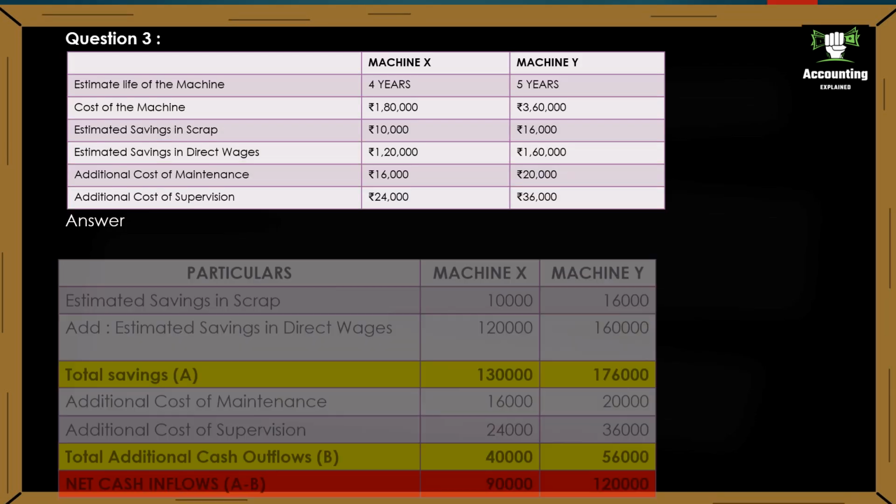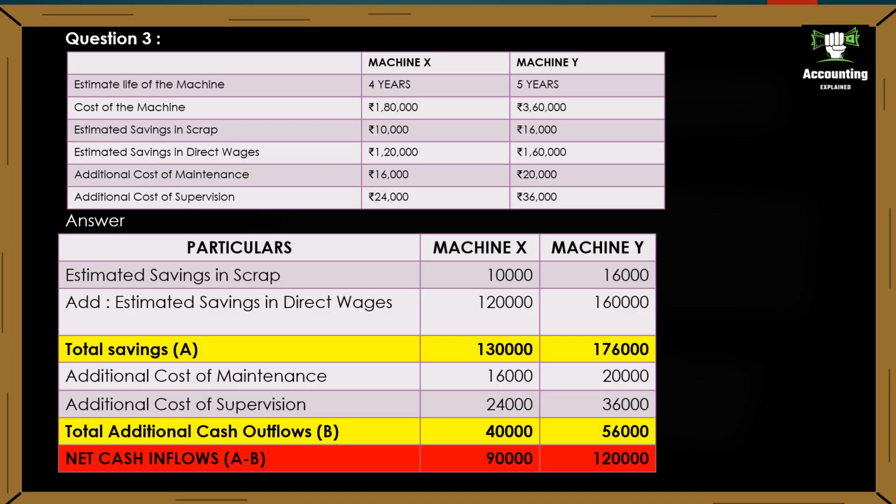This is the question, and before going to the solution, I'll teach you how to solve it. First, we have to take the savings on buying machine X and machine Y. What do we get? Estimated savings in scrap and estimated savings in direct wages. So these savings should be added and kept separately. That is called A.